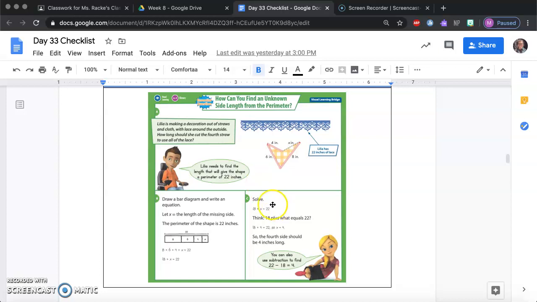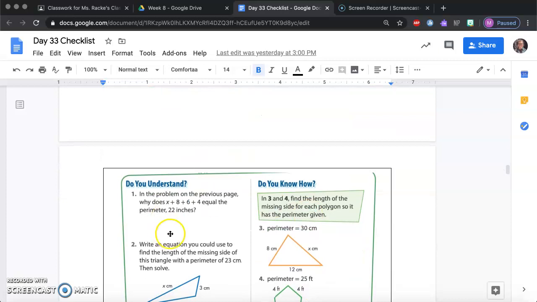All right, and we were already given 3 of the sides and we were given the total, so we could use that and subtract to find that missing amount. So that x was our missing amount, which we found to be 4.